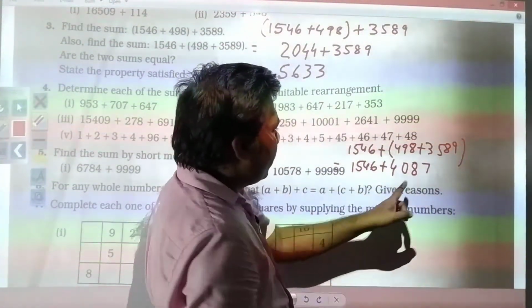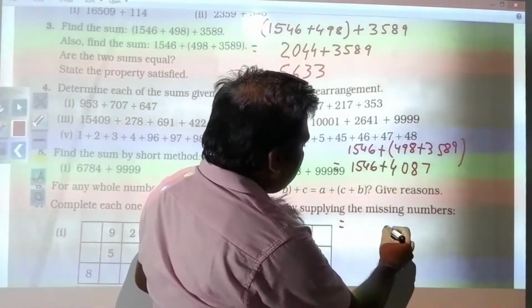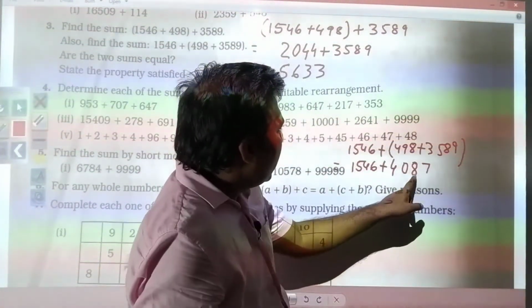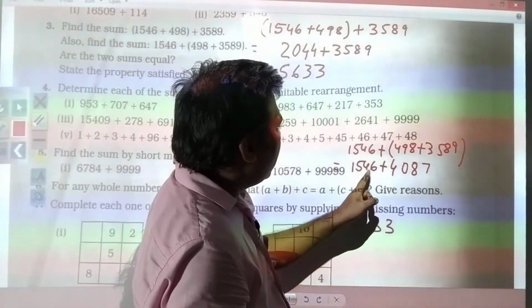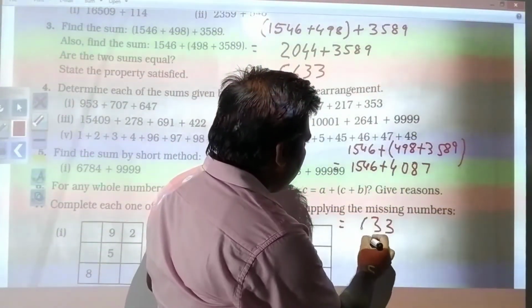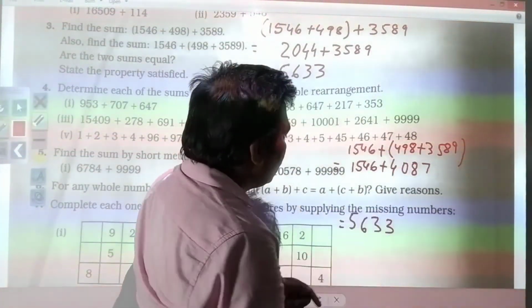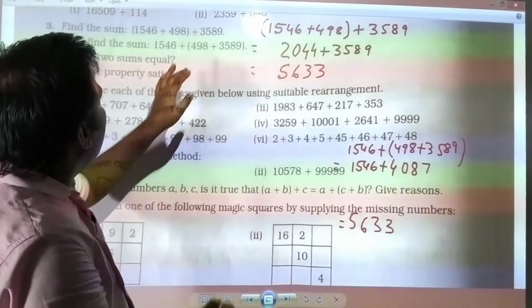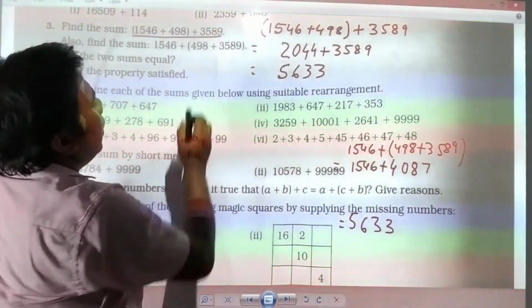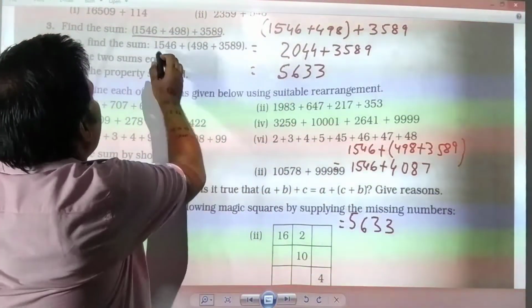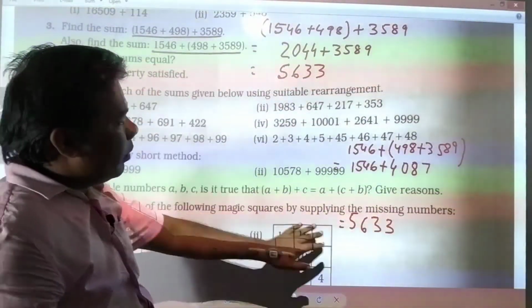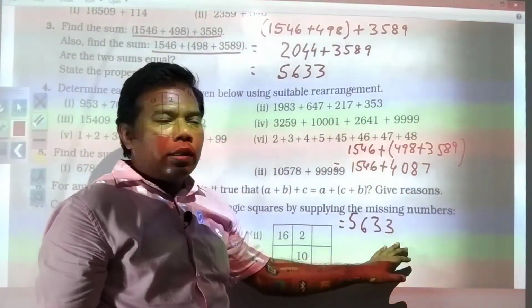Now this is required to be added. 7 and 6 13, 8 and 4 12 and 1 13, 5 and 1 6 and 5. So finally if you are adding this number, you have got 5633, and again if you have added this one, so you have got 5633.